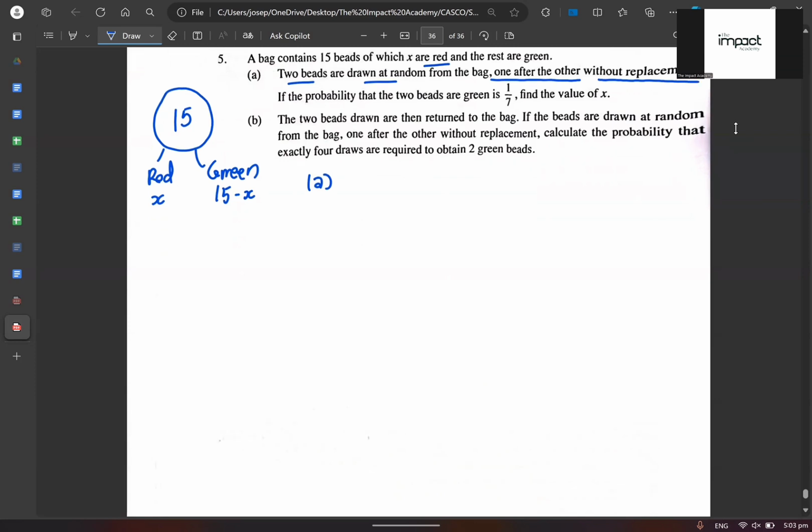Shall we draw our probability tree? Okay, I have my red over here, I have x over here, I have 15 minus x over here, I have green over here. After I draw the red one, I'm going to draw another red and I'm going to have a green. Am I making sense? So in this situation, what you want to say is that this is x over 15. True or not? Why? Because it's x over the total.